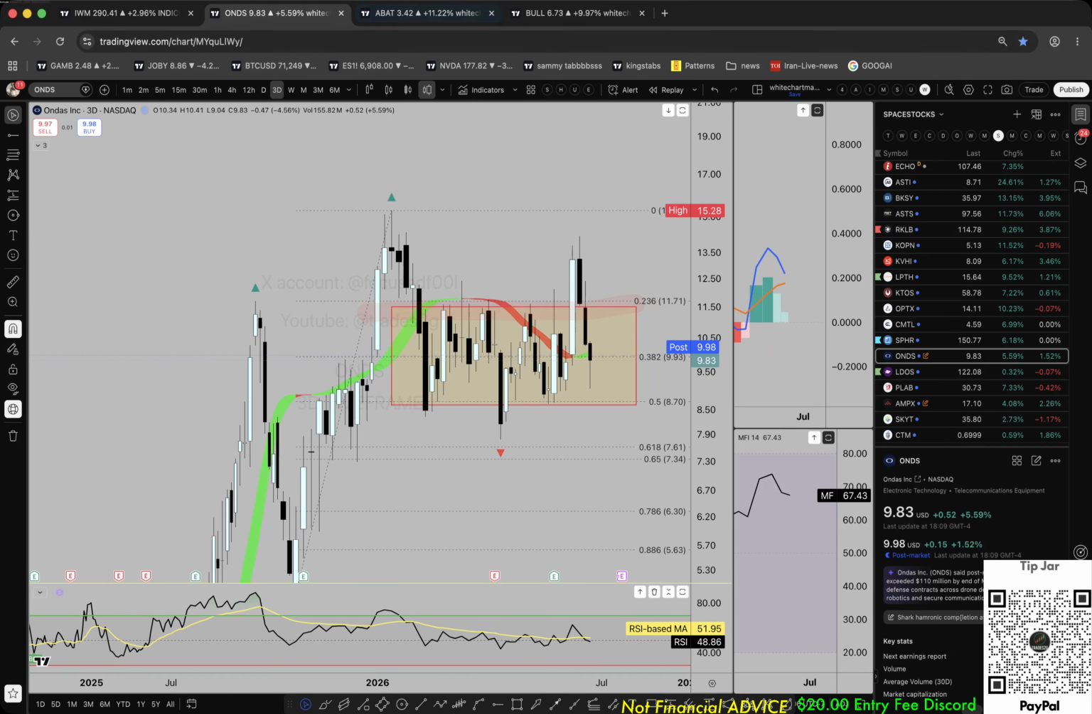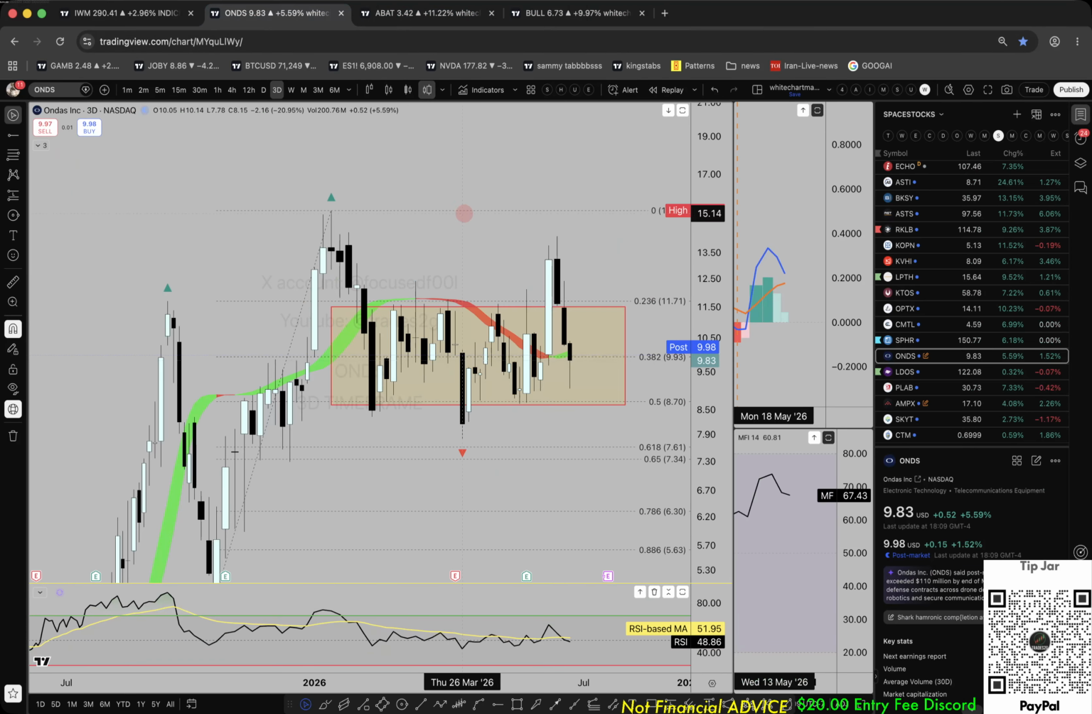We've charted all these three tickers in the past. I've been sick the past couple of days, so I think we're due for an update on the chart. So let's go ahead and look at ONDS.